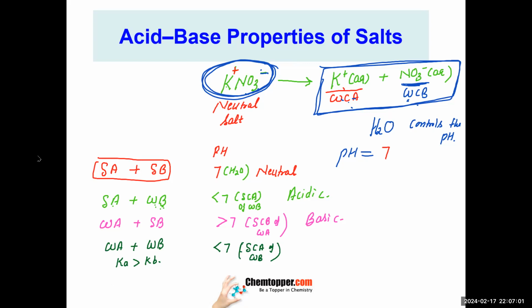Okay, now answer this. So this is condition 1, 2, 3. This is 4. Now I'm writing condition 5, children. Again, both of them are weak. Weak acid with weak base. Here, Ka is less than Kb. So who is weaker?